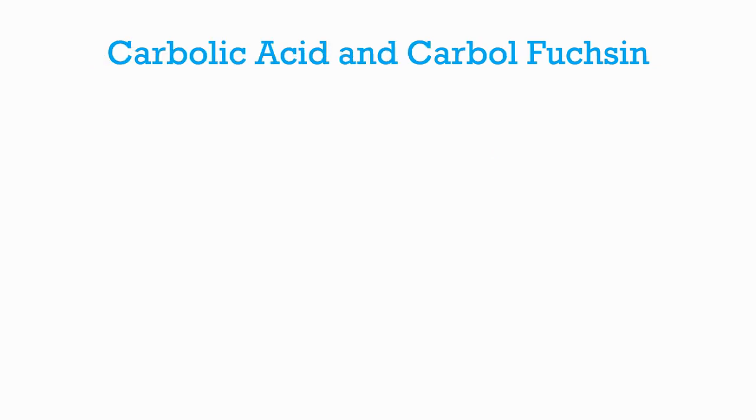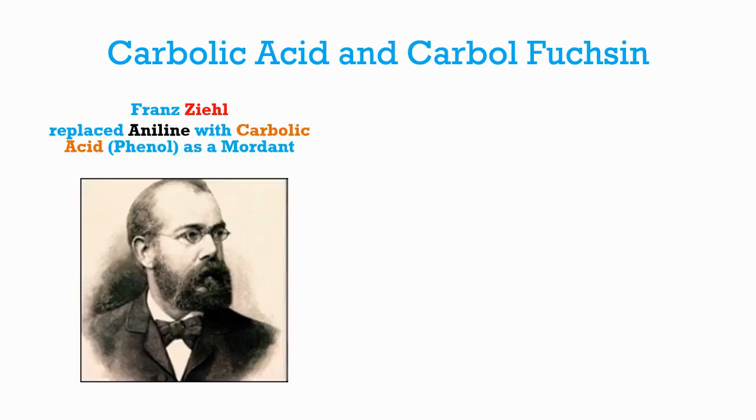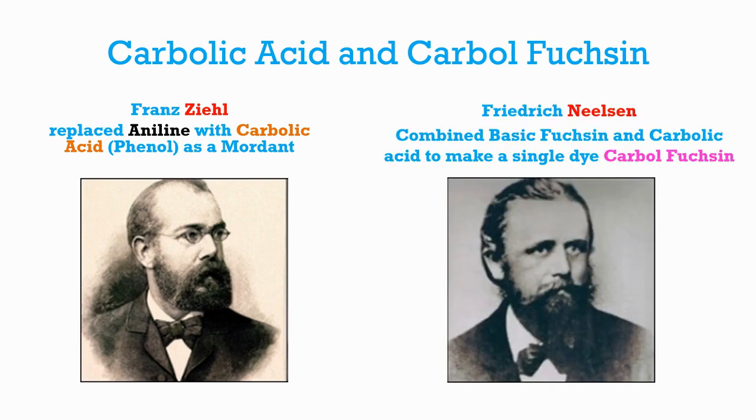The procedure was further modified by Franz Ziehl, who used carbolic acid in place of aniline as the mordant. Ziehl and Neelsen combined the basic fuchsin and carbolic acid to make a single primary dye called carbolfuchsin. This method is now popularly known as Ziehl Neelsen staining or ZN staining in short, and is widely used for staining of acid-fast organisms.